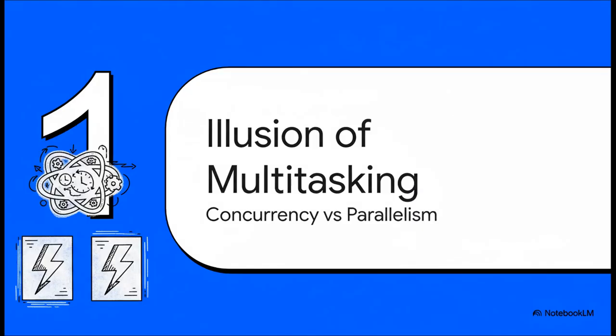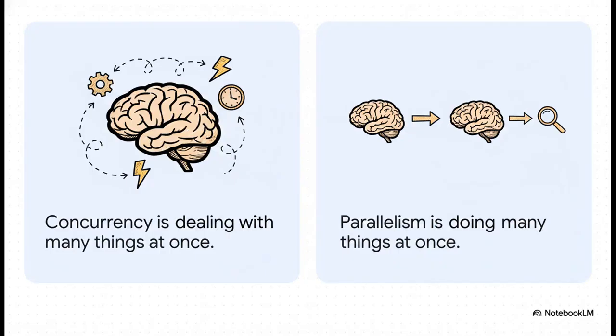Okay, first things first. We have to tackle the biggest point of confusion right out of the gate. Concurrency and parallelism are not the same thing. I know, they sound similar, but they describe two totally different ways of getting things done. The real secret is in the wording here. It's a subtle change, but it's crucial. Concurrency is about dealing with many things at once, kind of like juggling. Parallelism, on the other hand, is about doing many things at once at the exact same time.